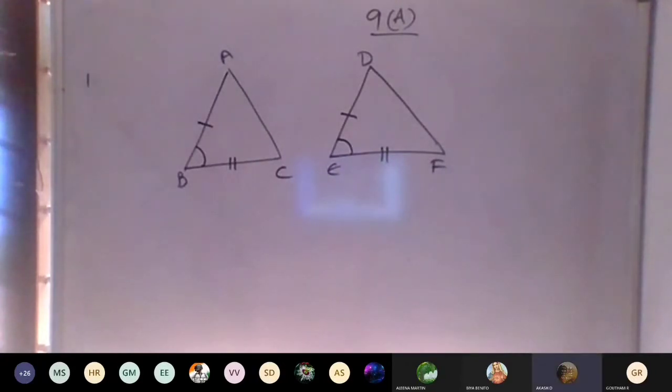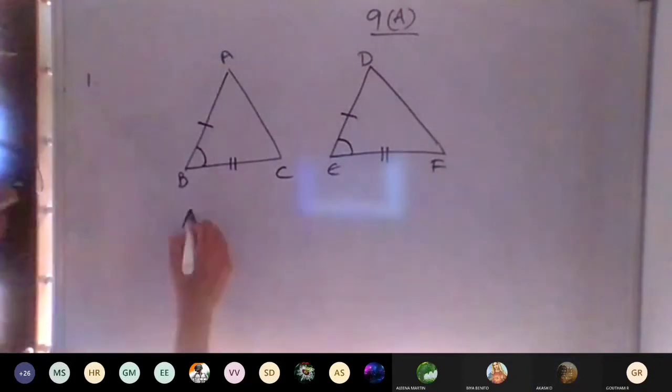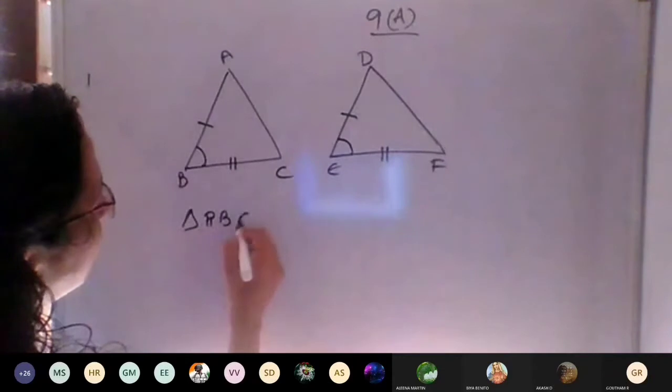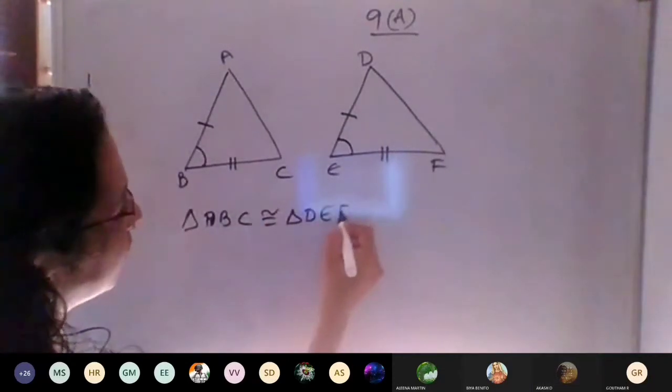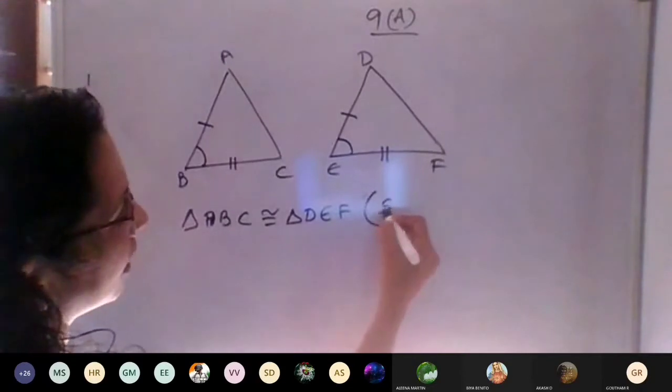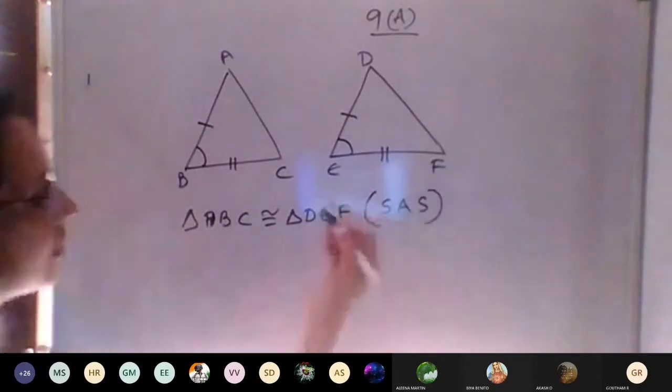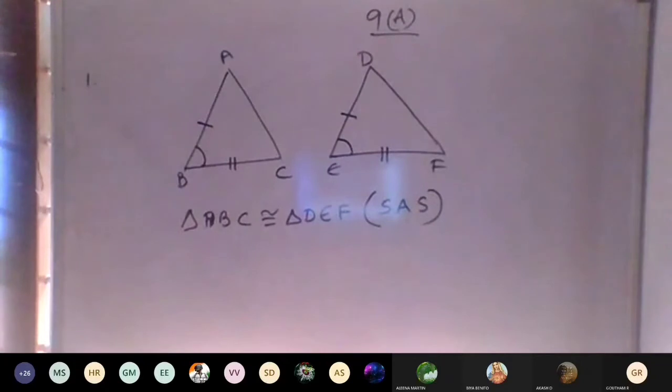SAS. Yes. So triangle ABC is congruent to triangle DEF, in brackets SAS. That is the reason we wrote.